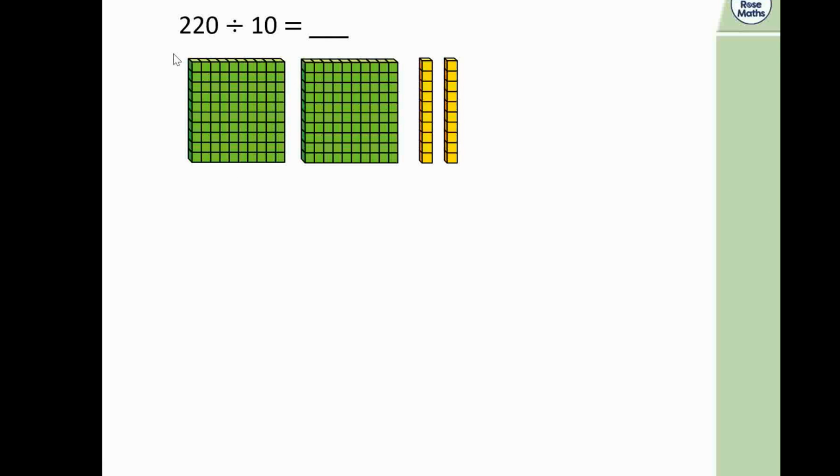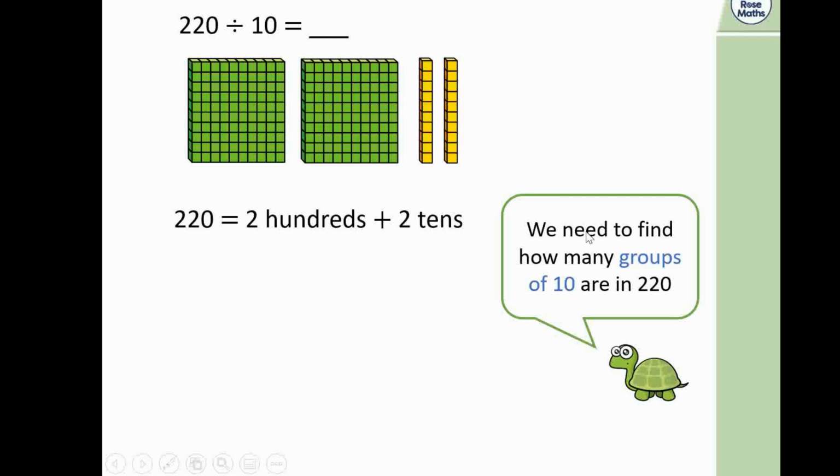Okay, so this is the number of cubes there are, 220. This is 100, 200, and then 2 tens make 220. And basically they're asking how many tens, how many times are there one set of these in this number? 220 equals 200 plus 2 tens. We need to find how many groups of 10 are in 220. And as you said before, it's 22.